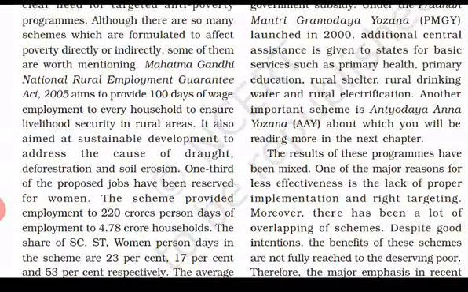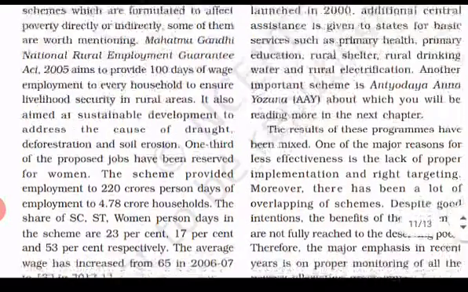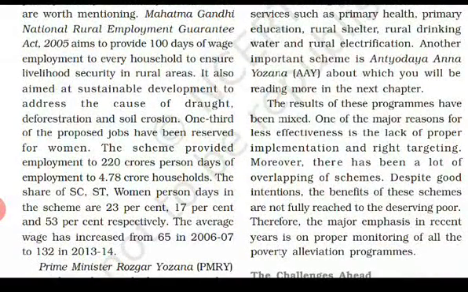One-third of the proposed jobs have been reserved for women. The scheme provided 220 crore person days of employment to 4.78 crore households. The share of SC, ST and women in the person days under the scheme is 23%, 17% and 53% respectively. The average wage has increased from 65 in 2006-07 to 132 in 2013-14. So this is all about the program MGNREGA, which provides 100 days of work to rural people.